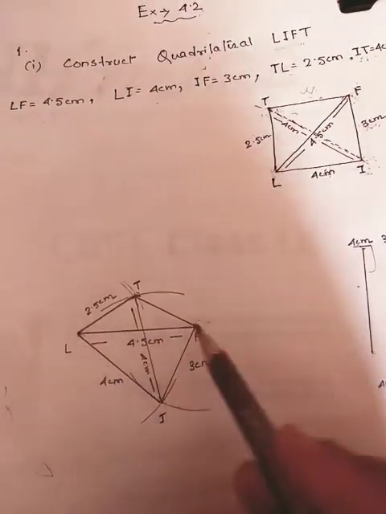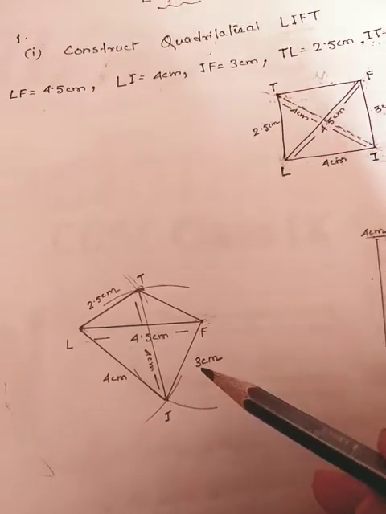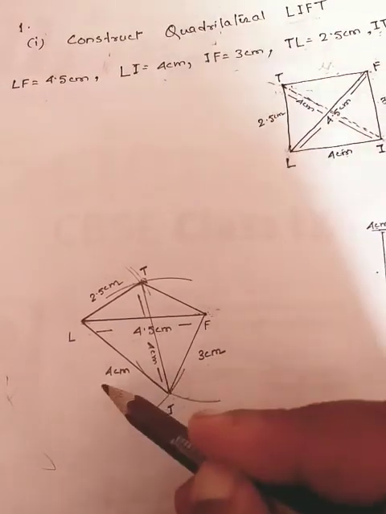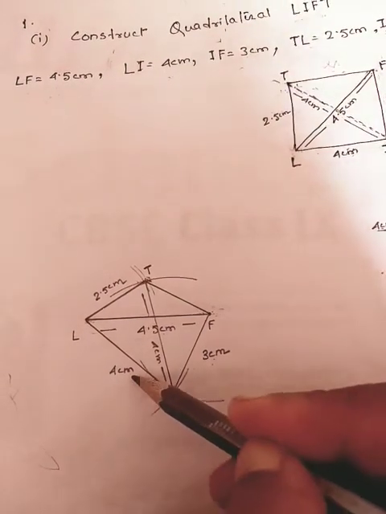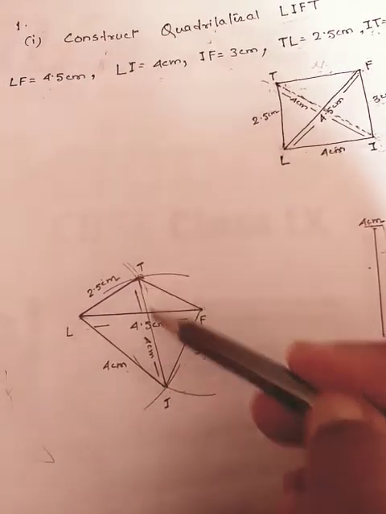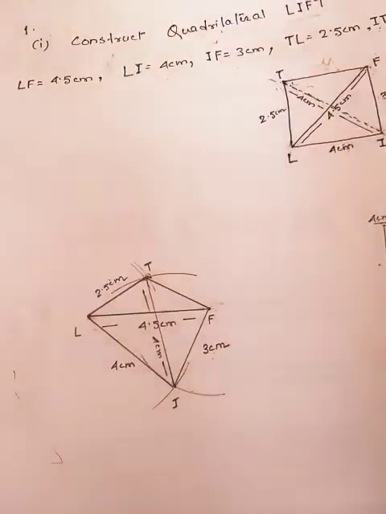Now once you have drawn this, the final thing you have to do is write all the dimensions. That is 3 centimeter, 4 centimeter, 2.5 centimeter. This is 4 centimeter, students, and this is 4.5.